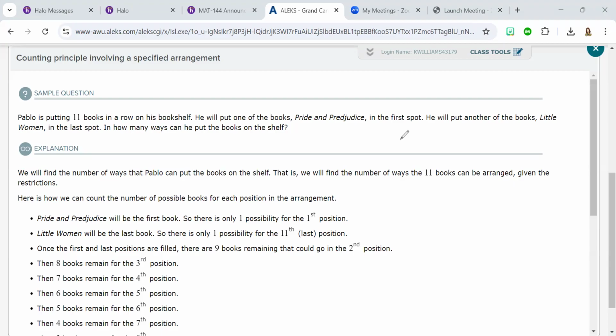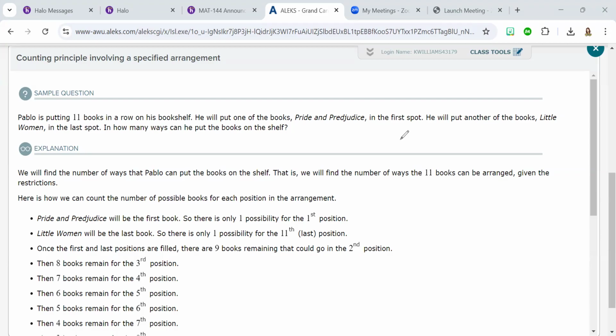This could be used for passwords. It could be used for aligning books on the shelf, aligning plates in a row, anything where you're organizing something and placing it in a row, on a bookshelf or for a password. Okay, so let's go through the problem we have. I have the explanation up so we can check our final answer at the end.